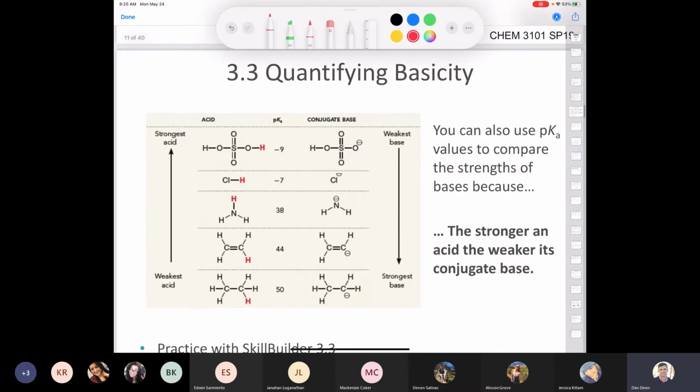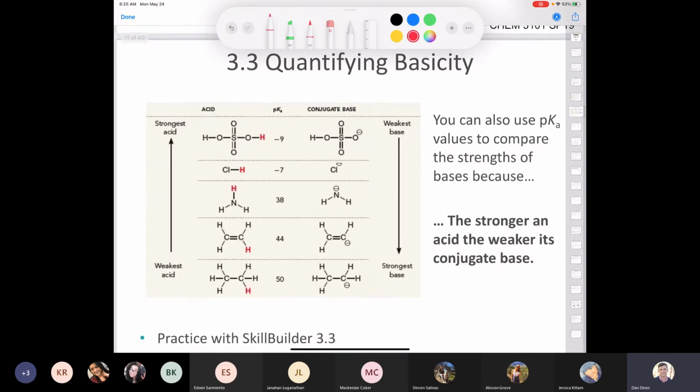There we go. Now, in terms of the basicity, I put this slide together which shows a random selection of acids, a really wide variety. We go from sulfuric acid to hydrochloric to ammonia to ethylene to ethane. But again, the whole point of this is that the stronger the acid, the weaker its base.